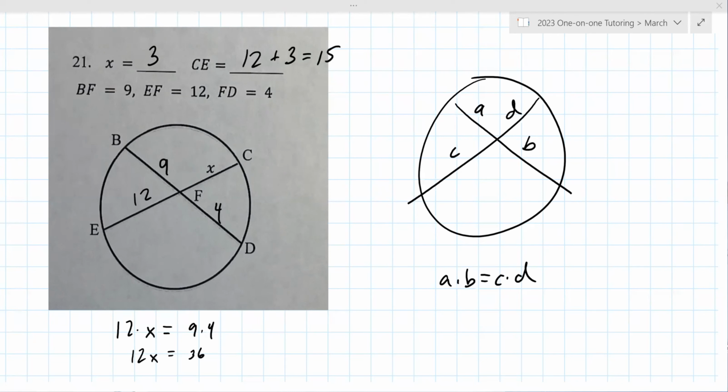Nice. All right, is 22 the best one to start with? I guess.